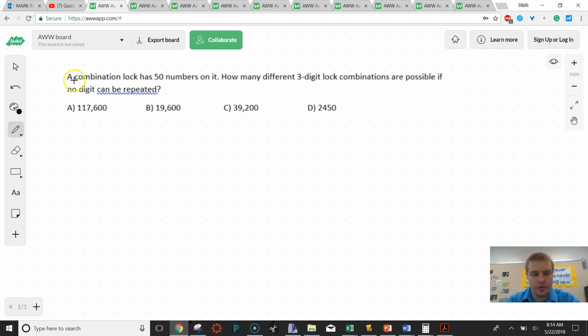So the first question says a combination lock has 50 numbers on it. How many 3-digit combinations are possible if no digits can be repeated? A common mistake would be to think that this is a combination problem, which it's not, because in a combination problem the order doesn't matter. But with a lock, when you're turning the dials, it does matter. Like 1, 2, 3 is a different combo than 2, 1, 3. So this situation is a permutation.